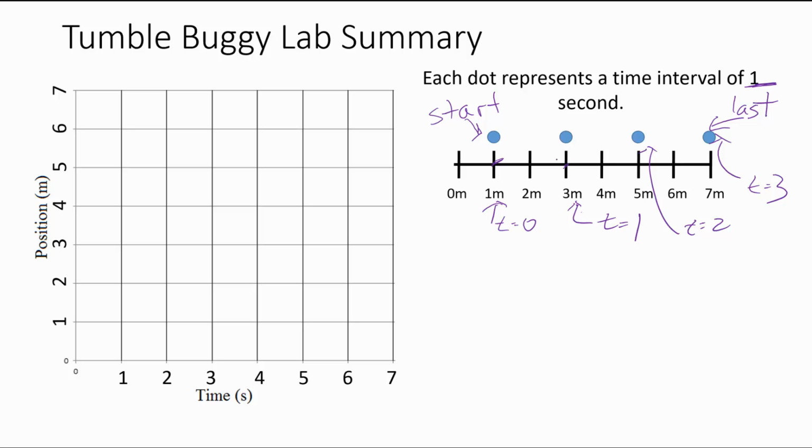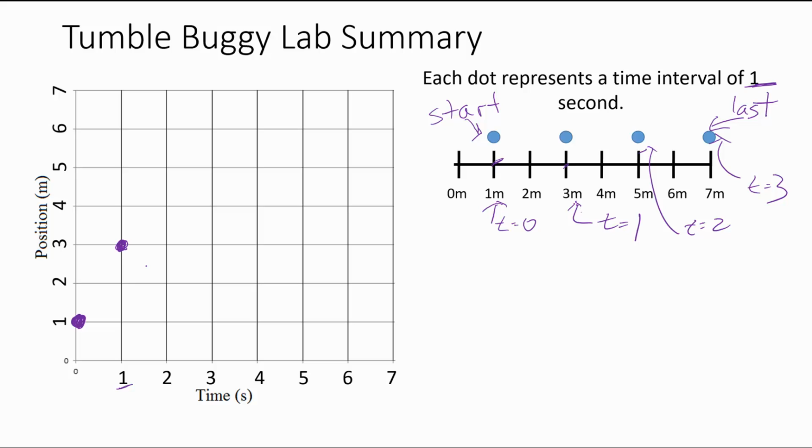So now I'm going to plot these on our graph over here. At t equals 0, we're starting at 1 meter. So this is our starting place right here. We started the stopwatch at 1 meter. 1 second later, the buggy was located at 3 meters. So I start down here at 1, follow that up to the 3 meter mark.